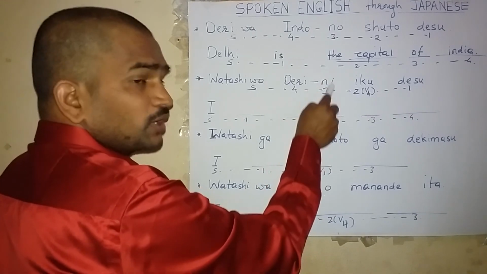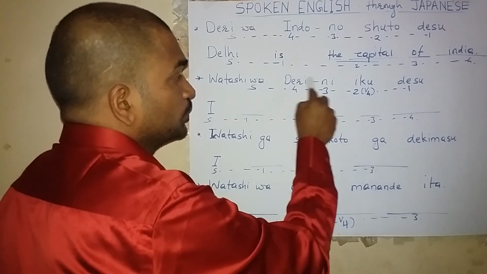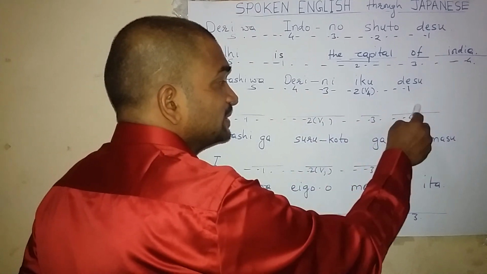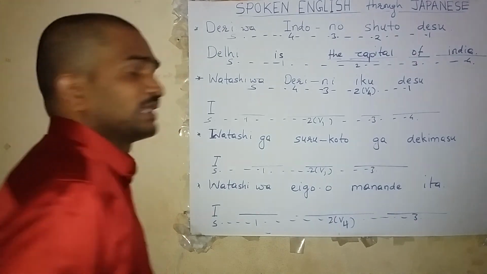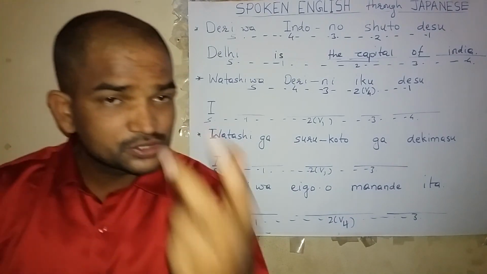G-O-I-N-G. Going. The word for ni is to. T-O. The word for there is Delhi. D-E-L-H-I. Delhi. Okay. Now pause the video.